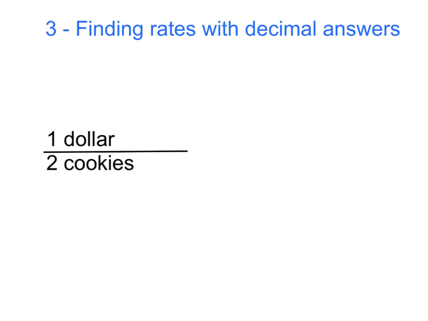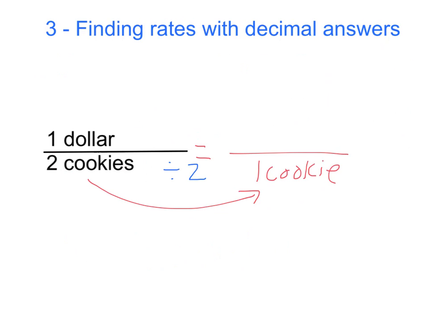For our last example, we're going to talk about when we might get a decimal answer for our unit rate. If we look here, $1 got us 2 cookies. But if we wanted to know what each cookie costs, we want to find the unit rate of 1 cookie. We need to get from 2 cookies to 1 cookie, and the way we can do that is by dividing the 2 cookies by 2. We're also going to do the same for the dollar.